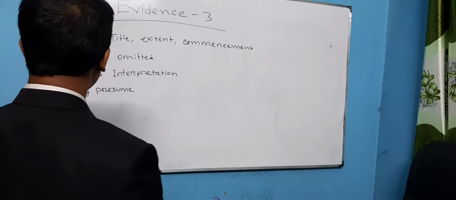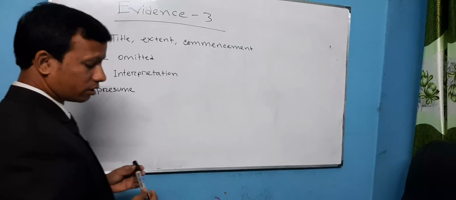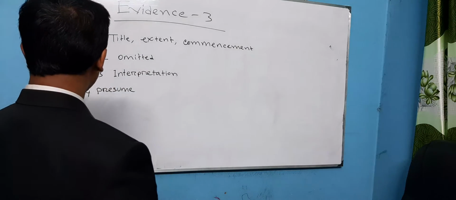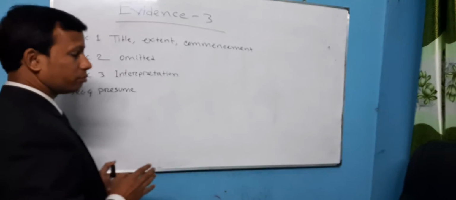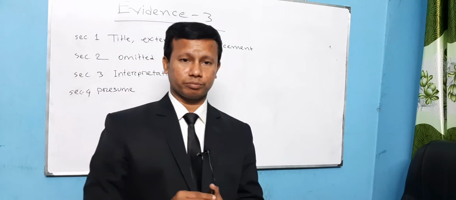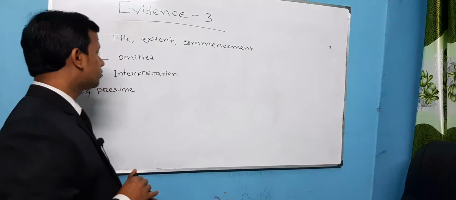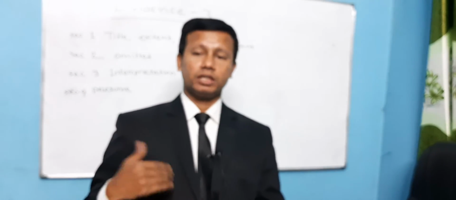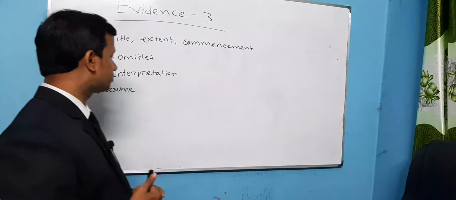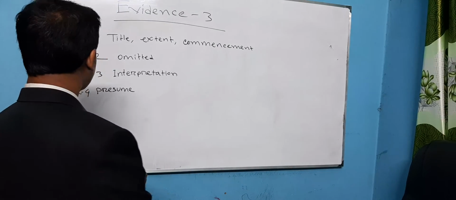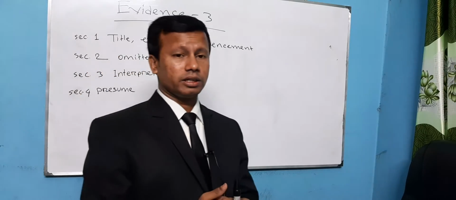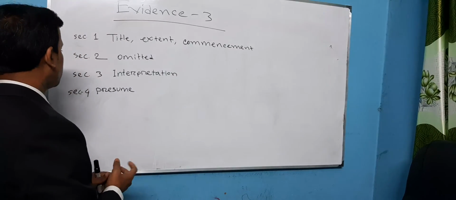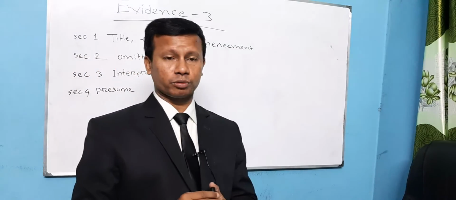Now number 4, presumption. In these sections, three things are the focus: may presume, shall presume, and conclusive proof. May presume: if you get may presume in any of the sections of the Evidence Act when you study, then you think that the court will consider this proved until or unless it is disproved, and the court will call the party for proving.